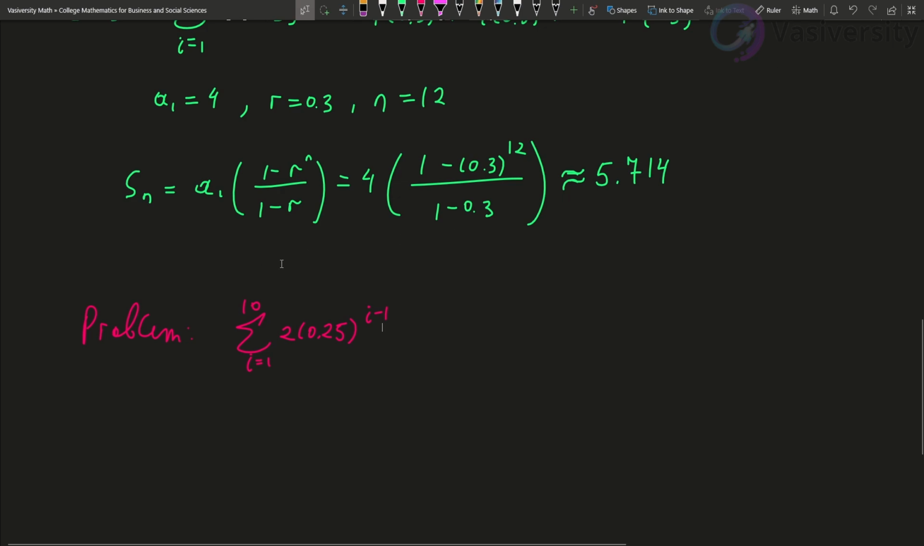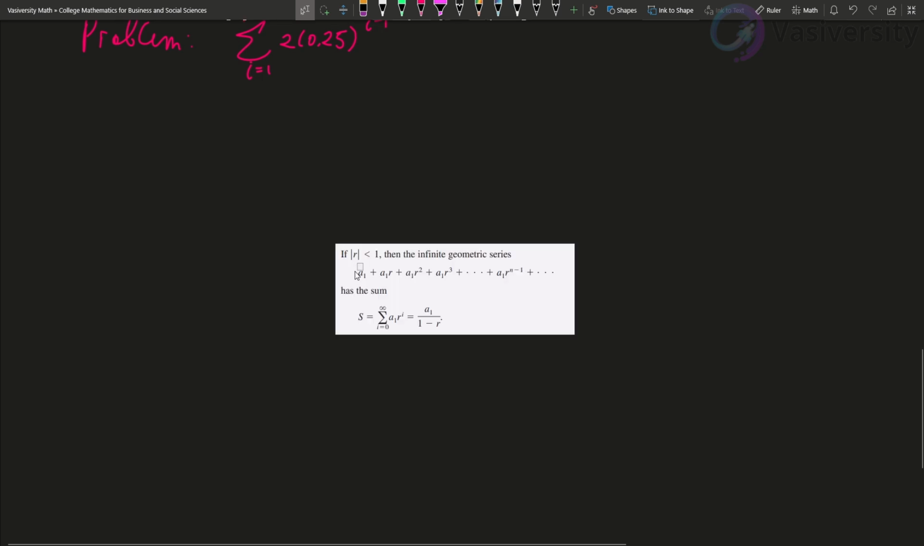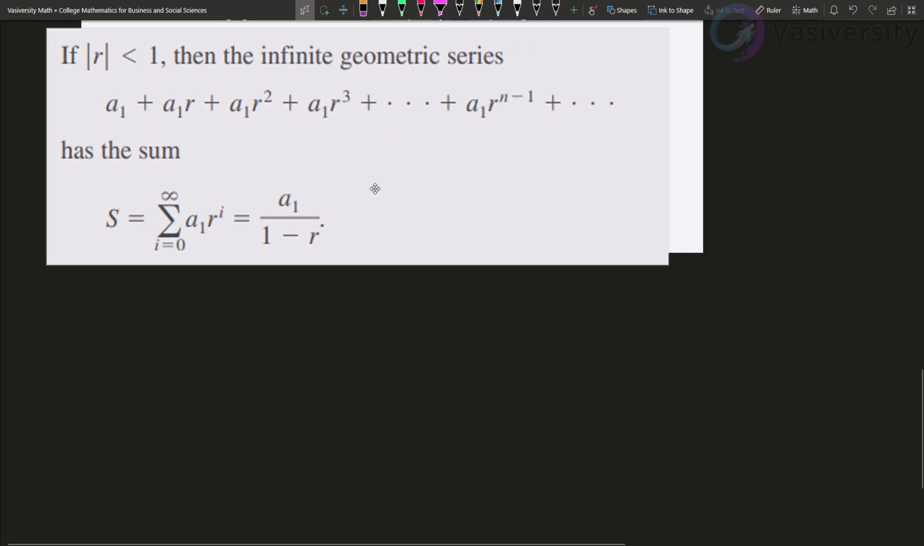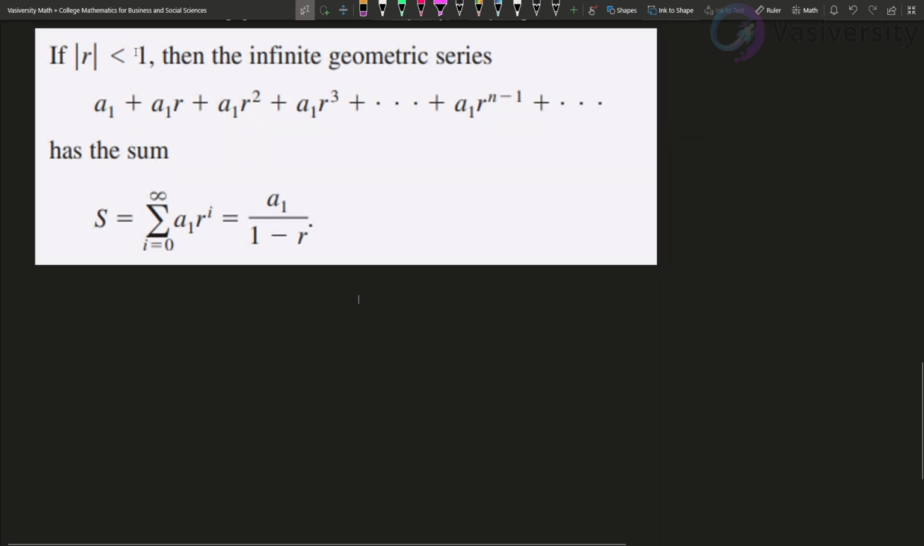Now, what if we have an infinite series? Let's say n is infinitely big, and we want to go further and further. If the absolute value of r is less than 1, meaning that r is between negative 1 and 1, not included, then the infinite geometric series has the following sum: a sub 1 over 1 minus r. So now we are able to find the actual sum.